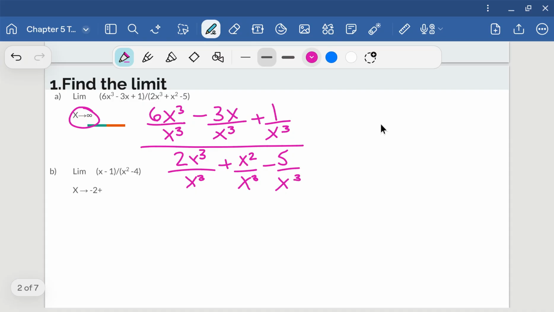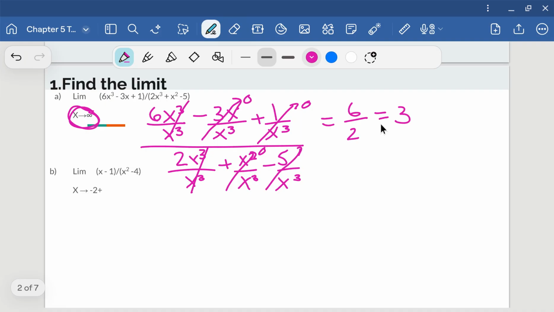Now, the nice part is the x cubes will cancel with those other terms. And now, even if we reduced our x's, if you plug in the limit, as our denominator tends towards infinity, the whole fraction tends towards 0. So all these other terms will cancel out, and we're going to be simplifying all the way down to 6 over 2, which will just equal 3. So the limit as x towards infinity of our first function is just 3.